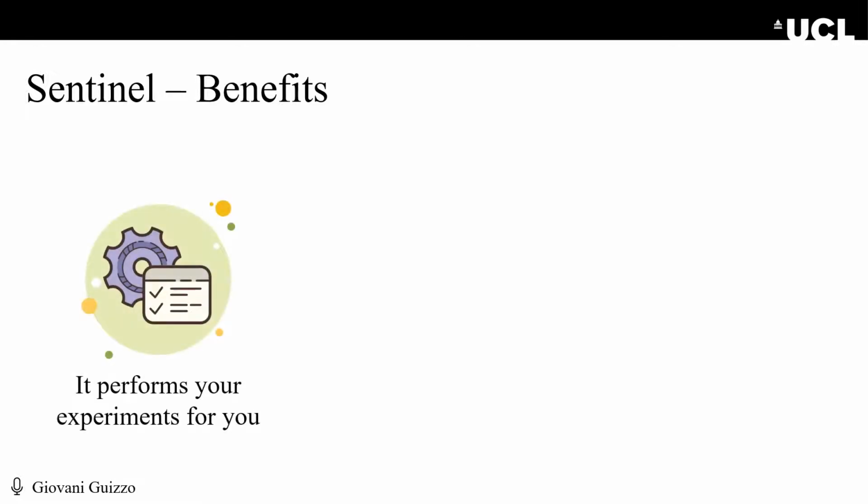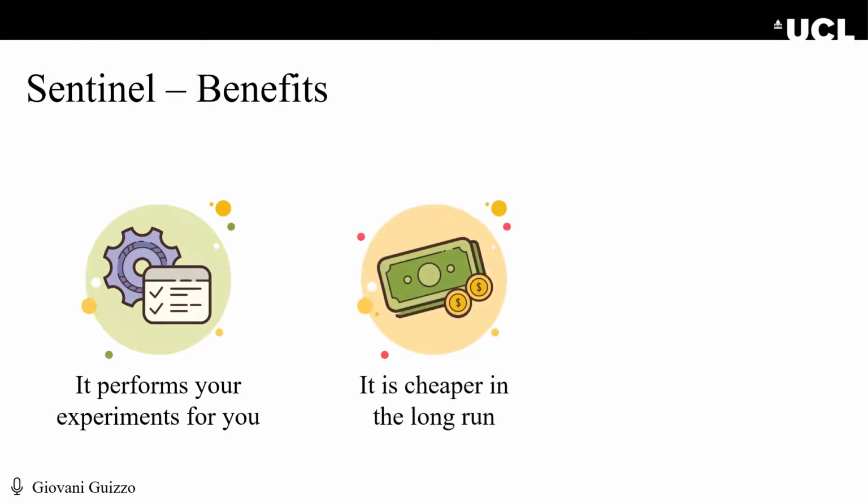So, after answering the research questions, I'm going to outline here some of the benefits of using Sentinel. The first one is that, well, it performs your experiments for you. It automates the task of finding or creating a new algorithm, and it generates those algorithms with good results. Since the strategies are trained to be as cheap as possible, in the long run, they will save time. They can save as much as 90% of execution cost.